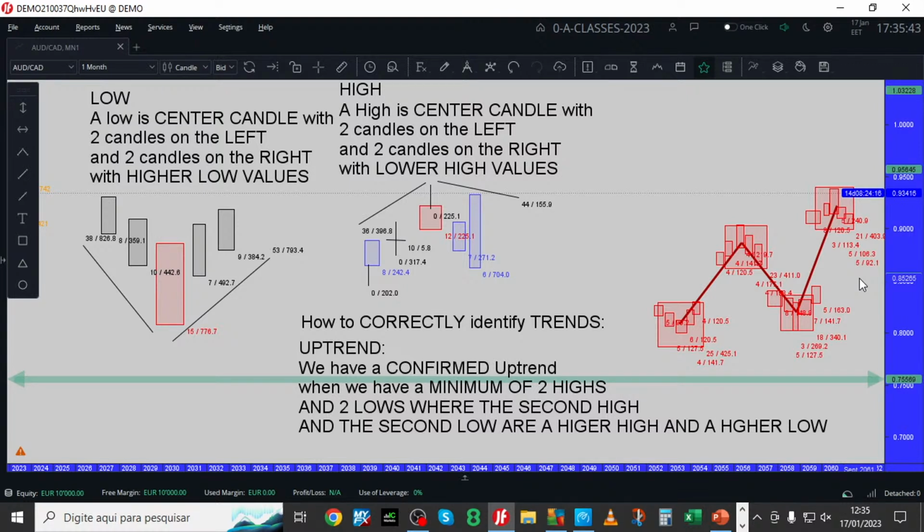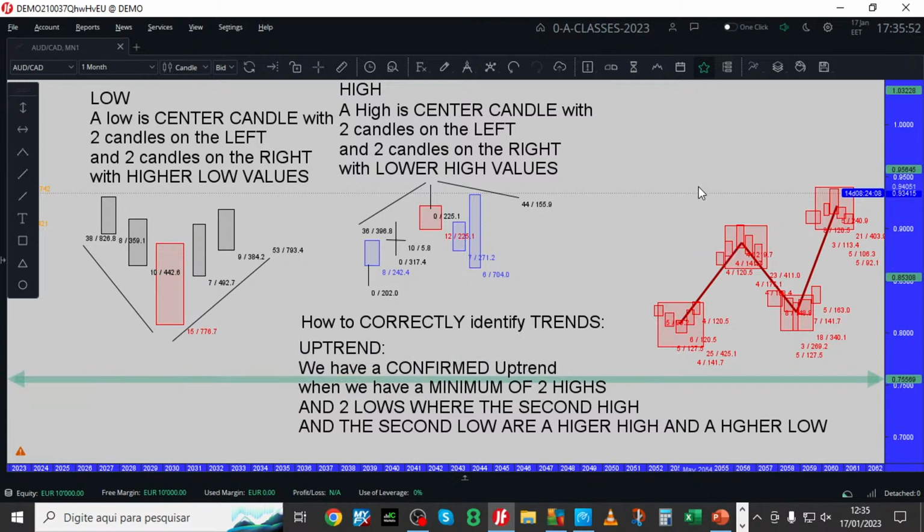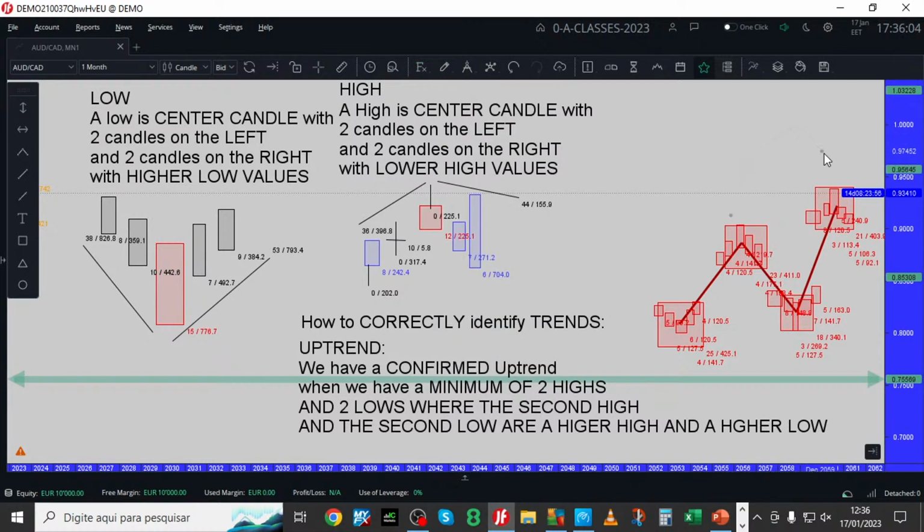An uptrend is when we have a minimum, it could be more, right? But to confirm a trend, you need a minimum of 2 highs and 2 lows, where the second high and the second low are a higher high and a higher low. Everybody, is this a higher high?